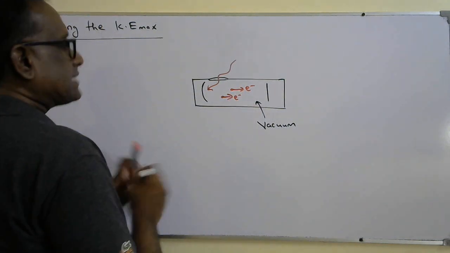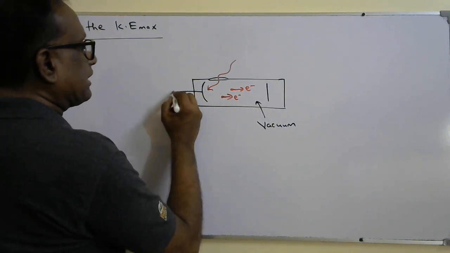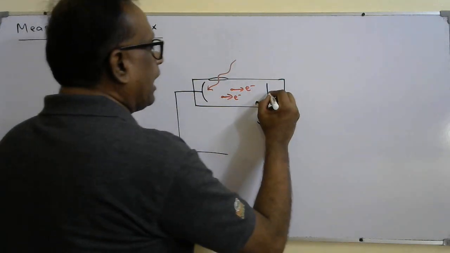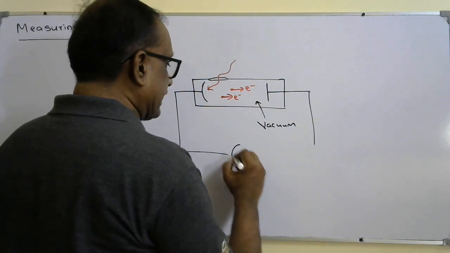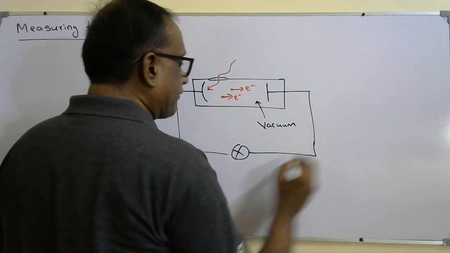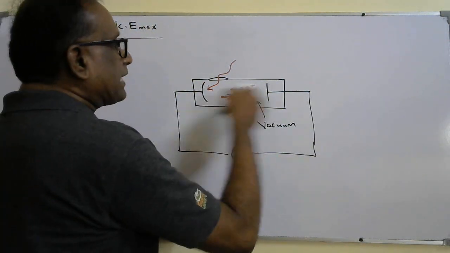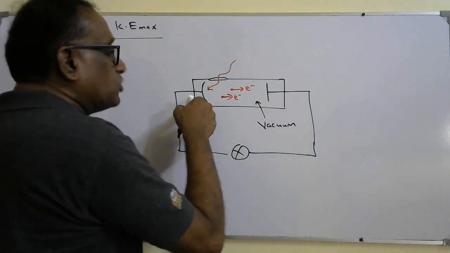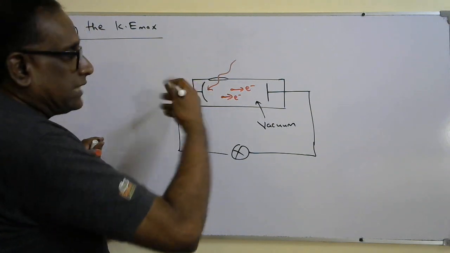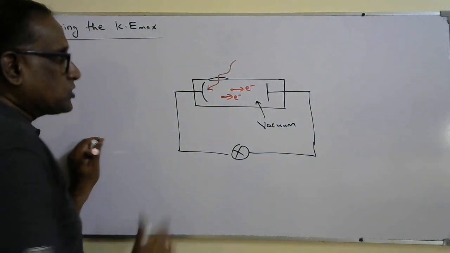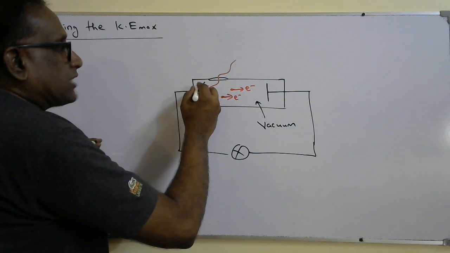And if we complete a circuit like this, we can have a flow of electrons, or we can have a diode or whatever. The electrons will be collected by the collecting electrode. So this is losing the electrons because the electrons are knocked out by the photon, so it will become positive.